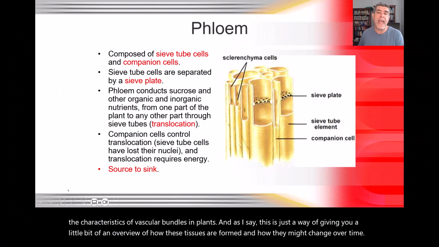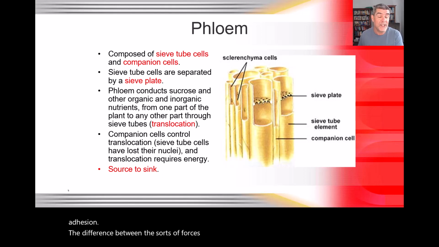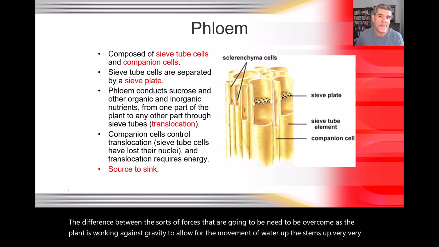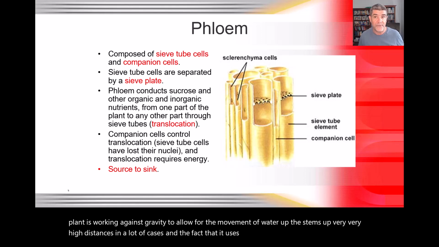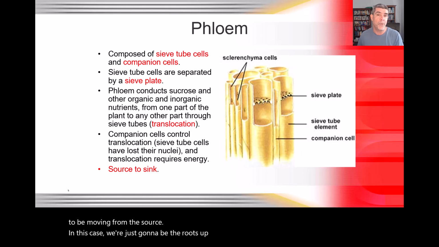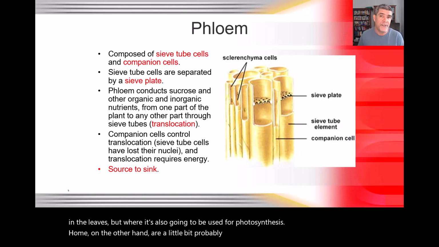We previously looked at xylem and tried to understand the processes of cohesion, tension, adhesion, the difference between the sorts of forces that are going to need to be overcome as the plant is working against gravity to allow for the movement of water up the stems, up very, very high distances in a lot of cases, and the fact that it uses those processes of cohesion and adhesion, capillary motion, tension, osmotic gradients, all of which are going to help the water to be moving from the source, in this case the roots, up to where it is mostly going to be released in the leaves, but where it's also going to be used for photosynthesis.